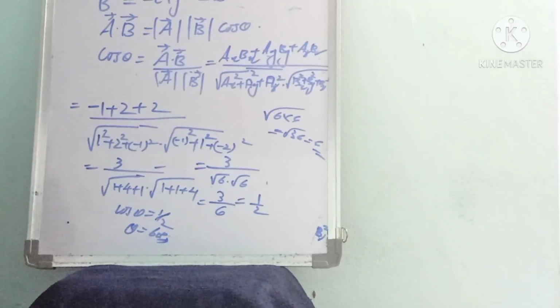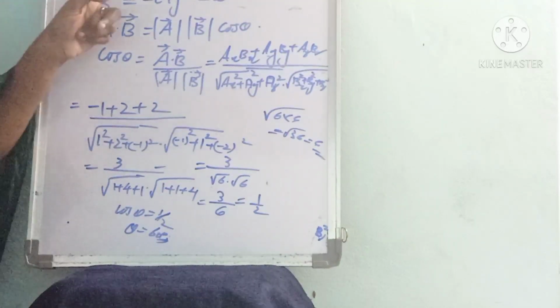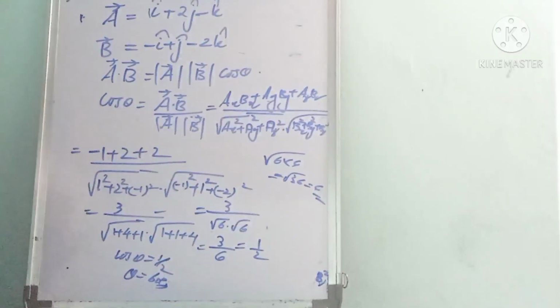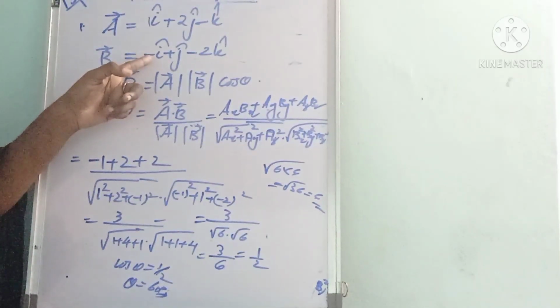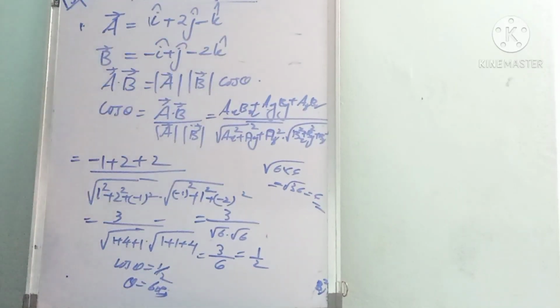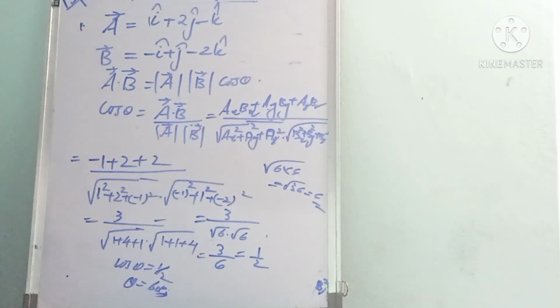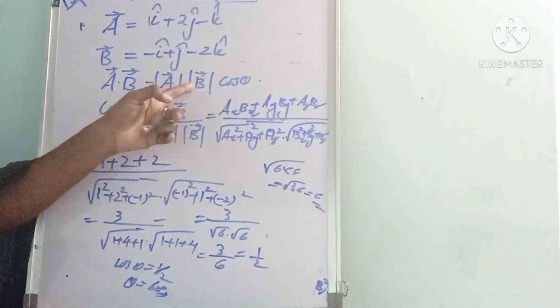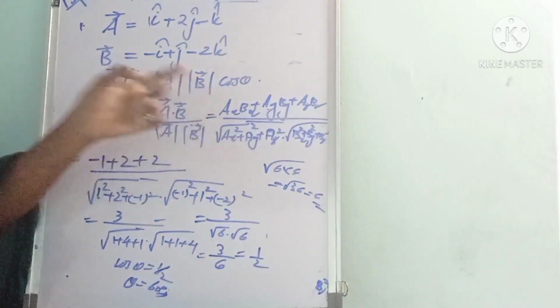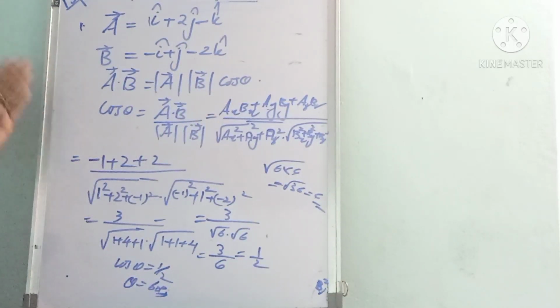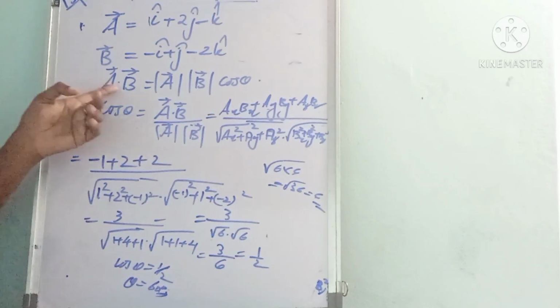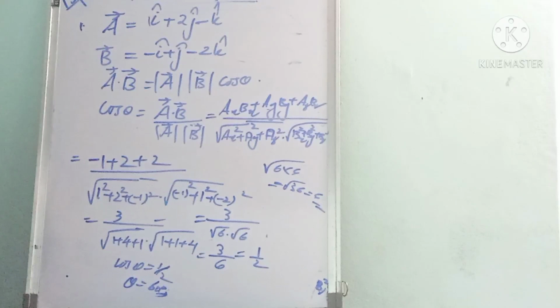Here we have two vectors A and B. A is given as i plus 2j minus k and B is given as minus i plus j minus 2k. We have to find the angle between A and B. So A dot B is equal to modulus of A into modulus of B into cos theta. Listen, these problems are based on the scalar product or the dot product. That is why we are taking dot product.